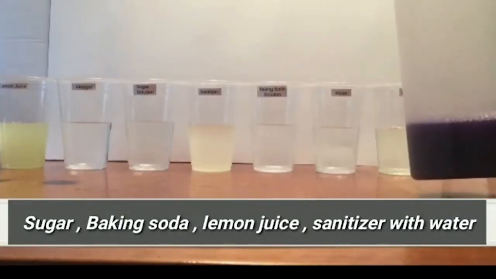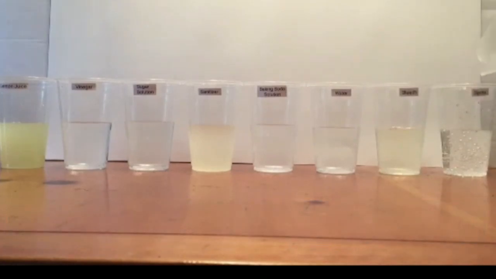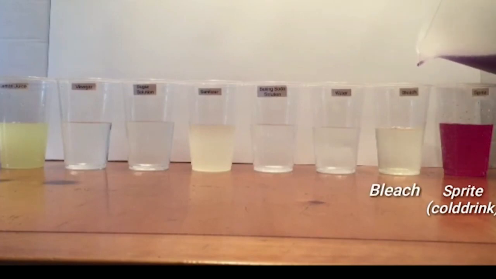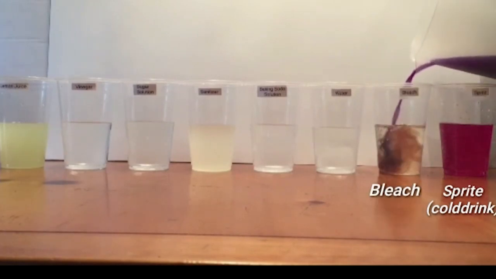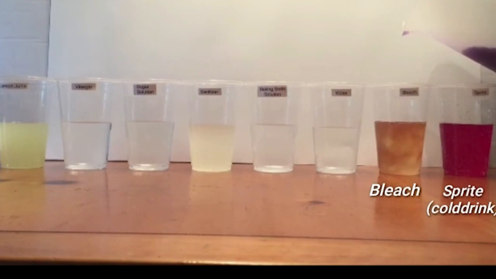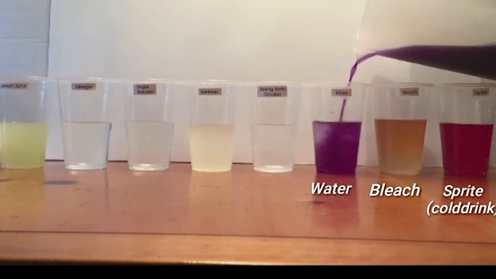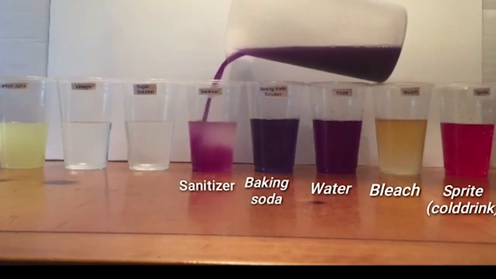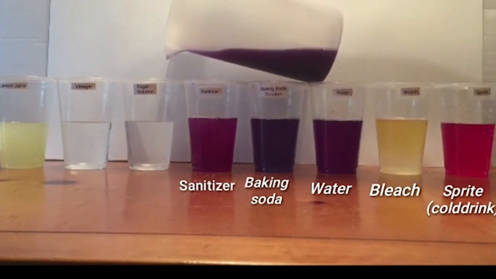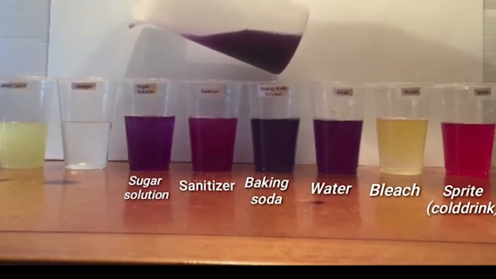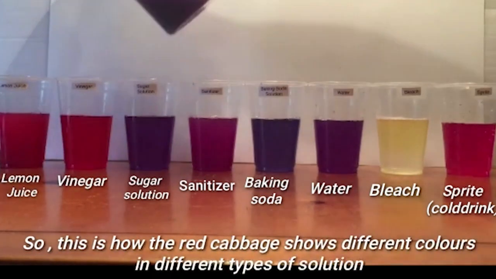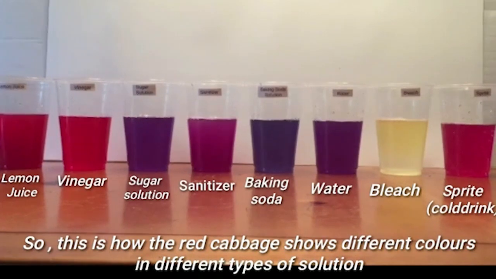So here we have taken different kinds of substances in each glass. Now we are pouring the red cabbage indicator in each glass and observing the different colors that we get to see. In the first glass we have taken a cold drink, and in the second glass a bleach solution. The third glass contains water, and in the fourth one we have taken baking soda. The fifth one contains sanitizer. The sixth glass has a sugar solution, the seventh one has vinegar, and the last glass contains lemon juice solution. So this is how the red cabbage indicator shows different colors in different types of solutions.